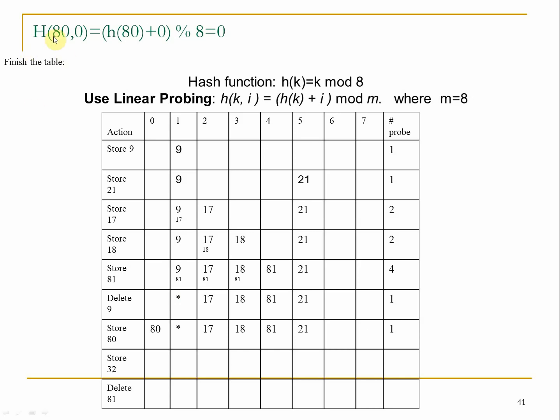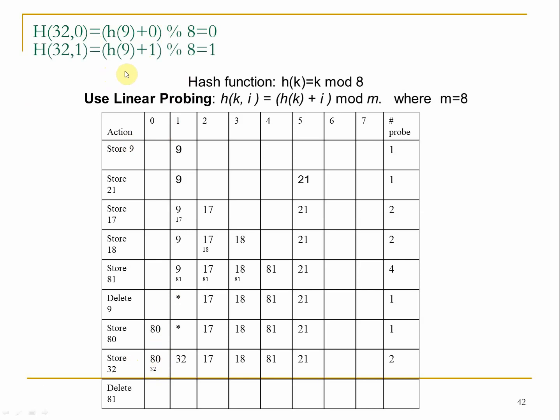Store 80, same thing. h(80) plus 0, so you will find the index of 0. The next one, 32, the same thing. Starting with the home position, not there. Look into the next location. So basically, you will be able to see it's available over there.